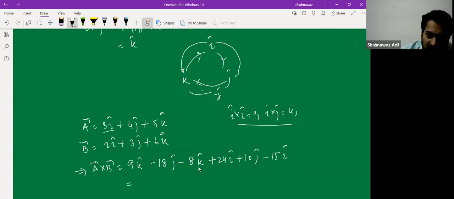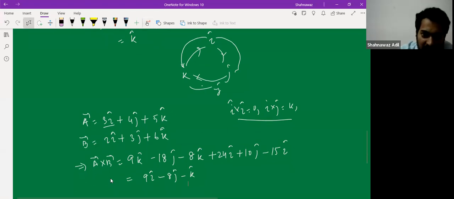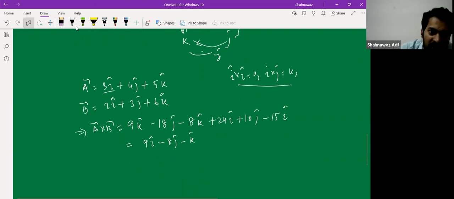Okay, so where is I? This here is I, so this is 9 I. And this is minus 8J, and this is K. So did anyone get this answer? Who's got this answer? So I got the answer. Okay. So this is about the cross product of two vectors.